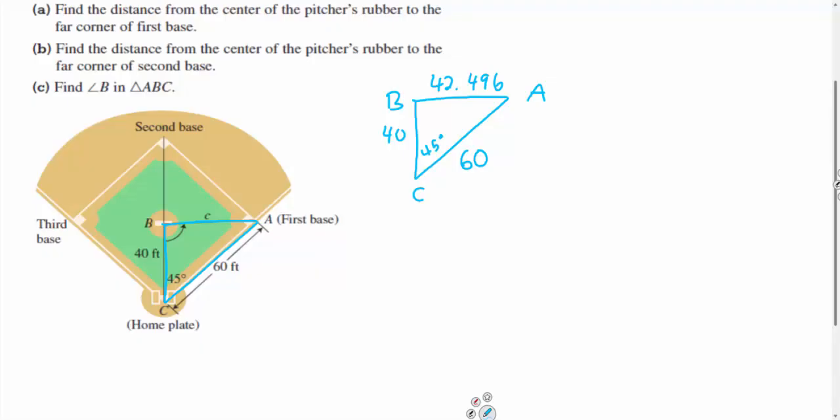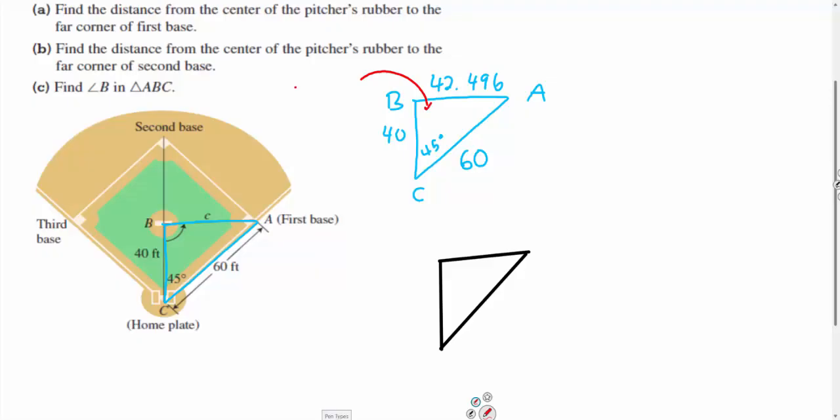So this should be 40, but it's longer. So think about it like this. Yeah, it's obtuse. Here's the reason: if this was 40 and this was 40, it would form a right angle, and this is fixed to be 60. But because this side is longer, it actually has to lean a little bit that way in order for the 60 to match up. Does that make sense? So this is actually obtuse.